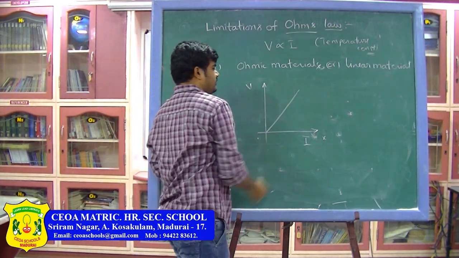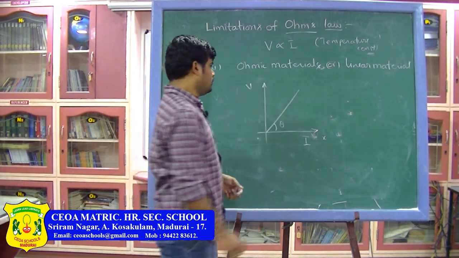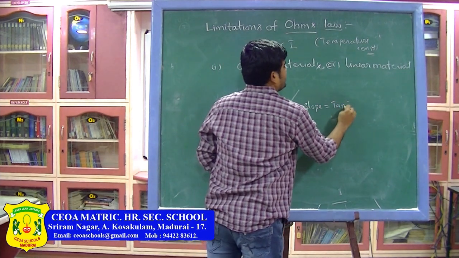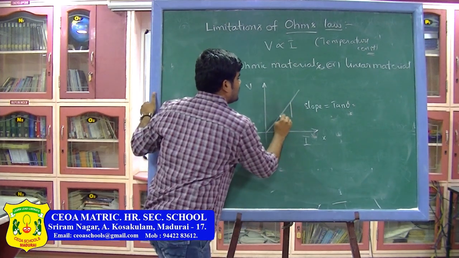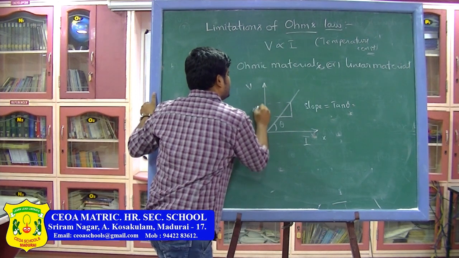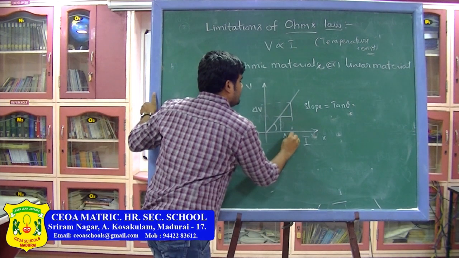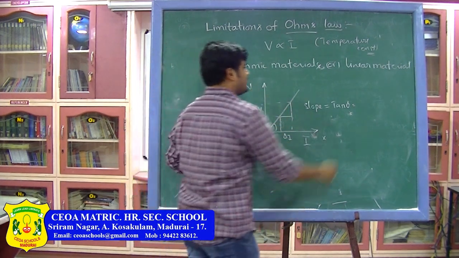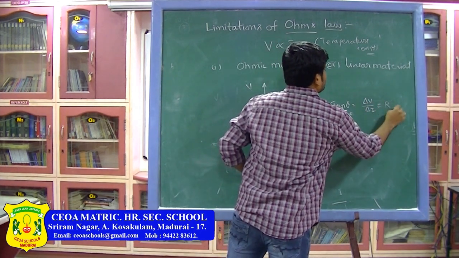So, like this. Now if you find the slope of this straight line, let this angle be theta. The slope is tan theta. If you take a small triangle here, this side will be delta V, the change in voltage, and this side will be delta I. So the slope of this graph between V and I, that is tan theta, is delta V by delta I, which will give you the resistance of the material.